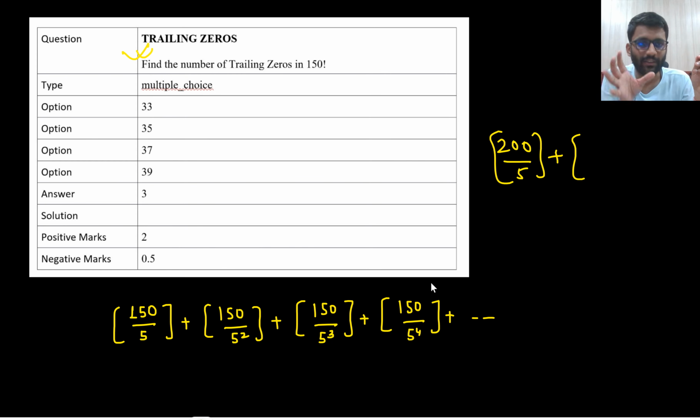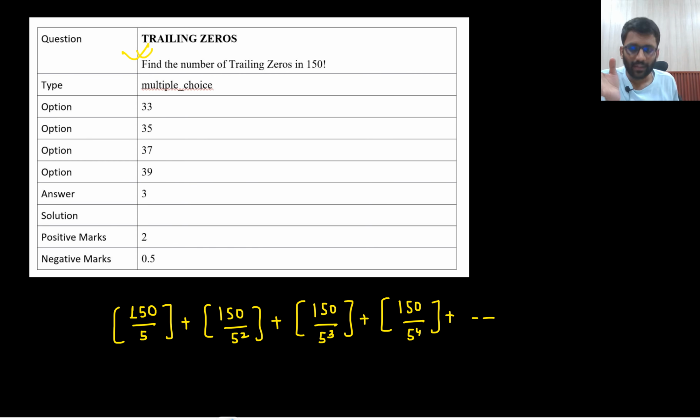The number of trailing zeros. For that you need to solve it in this manner. 150 by 5, 150 by 5 square, 150 by 5 cube, and in that manner it will go. Same with 200, any number would be given. Now what is this? This is the greatest integer function. So 150 by 5, what you will get? 30. 150 by 25, what you will get? 6.